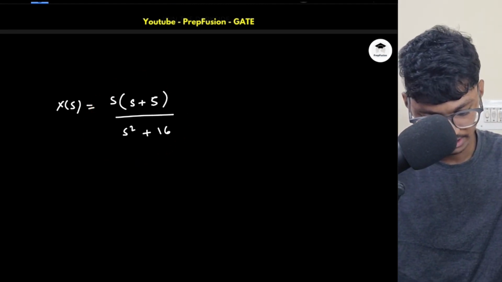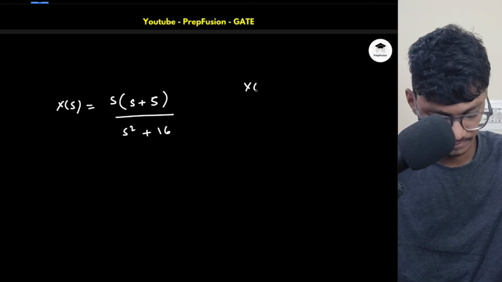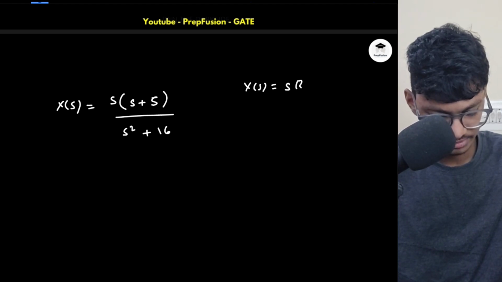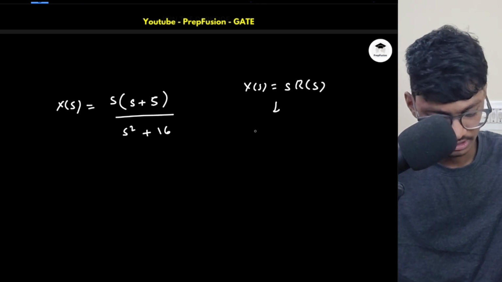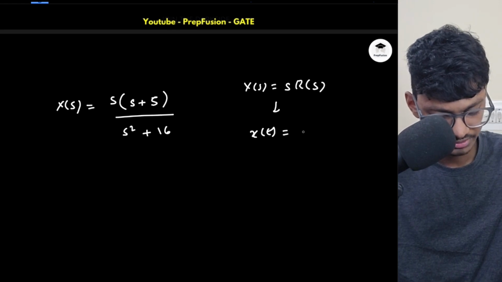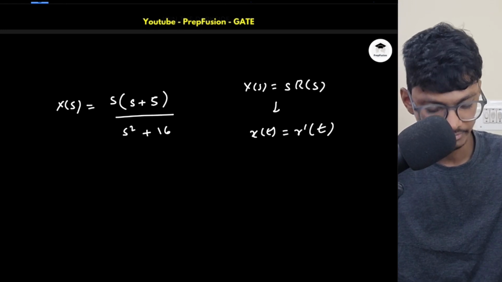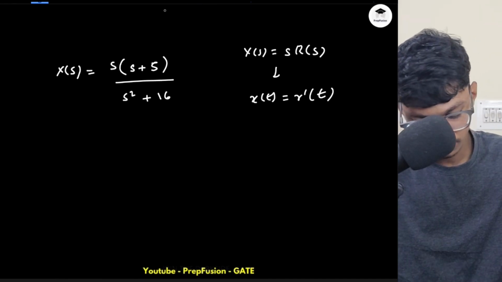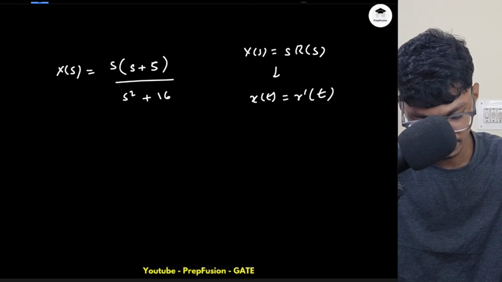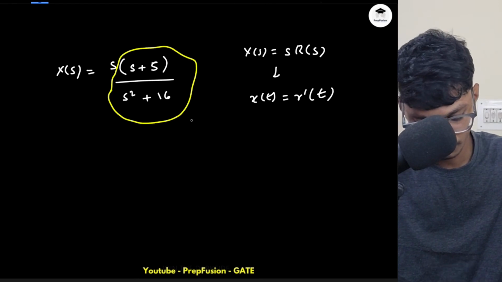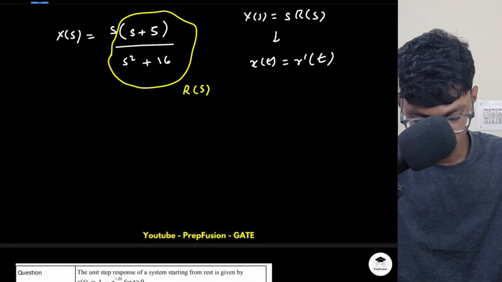One thing I know is that if I write my x of s as s times r of s, then in the time domain I can use the property that my x of t will simply be the differentiation of the time domain function r of t. This s is multiplied with this whole function, so I'll write this as my r of s, and then solve for it.